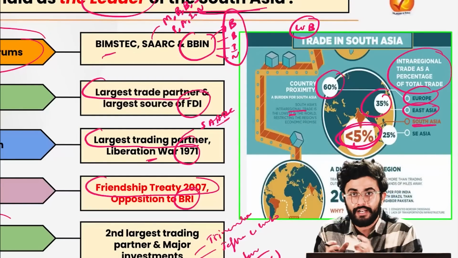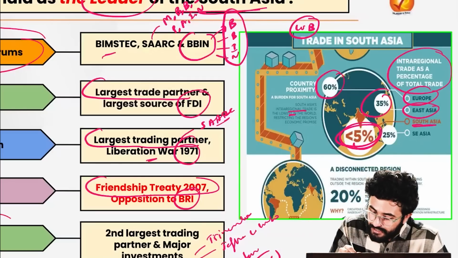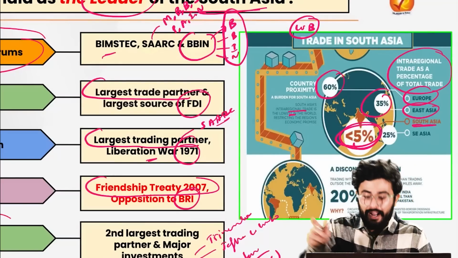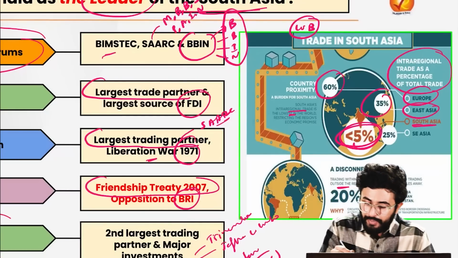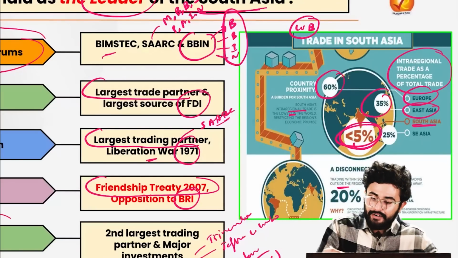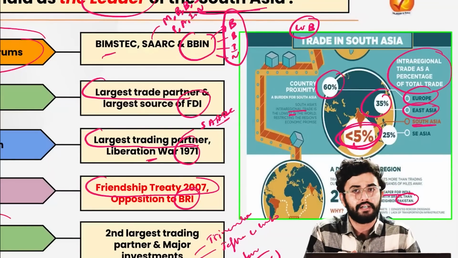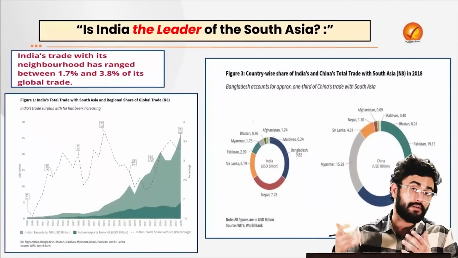One of the major reasons for the region being so disconnected in terms of trade is that trading within South Asia actually costs much more than trading outside the region. For example, it is 20% cheaper for our country to trade with Brazil rather than with our dear neighbor Pakistan, obviously because of the turbulent relations we share with our dear neighbors Pakistan and China.